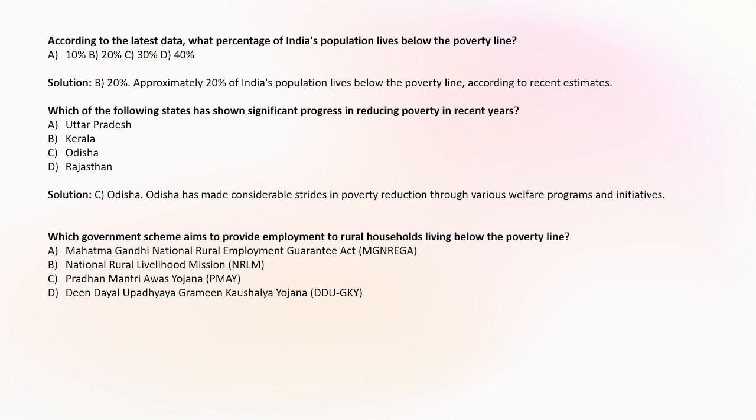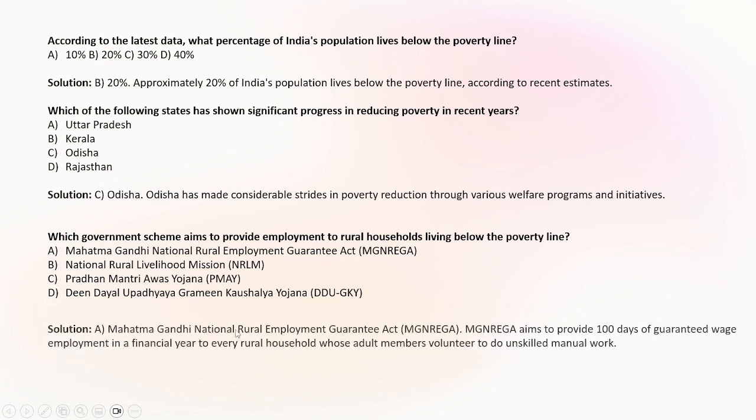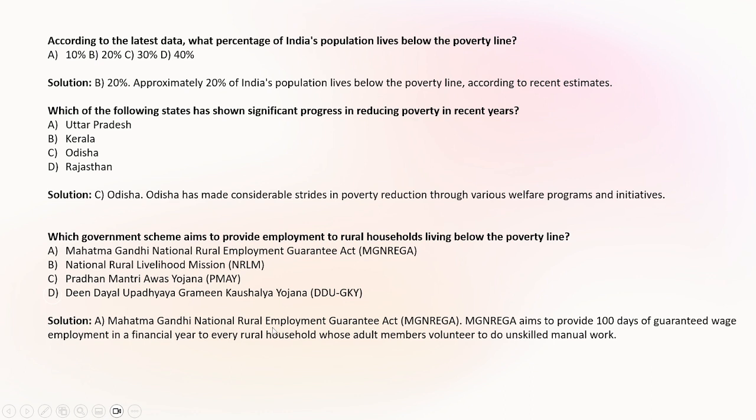Then, which government scheme aims to provide employment to rural households living below the poverty line? We just now discussed, that is the MGNREGA. MGNREGA, the Mahatma Gandhi National Rural Employment Guarantee Act, which allows 100 days of guaranteed wage employment in a financial year.